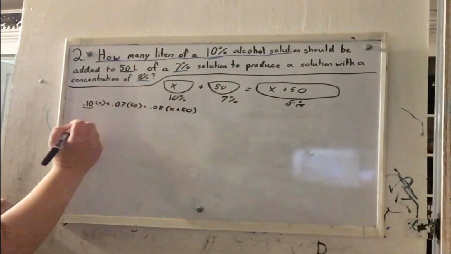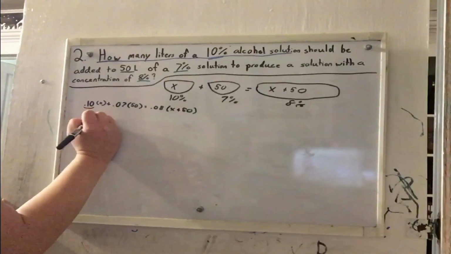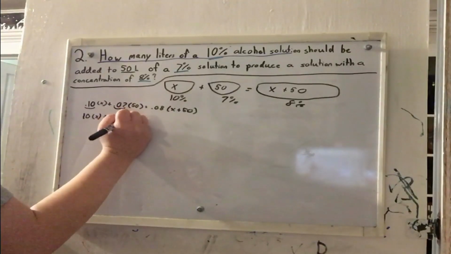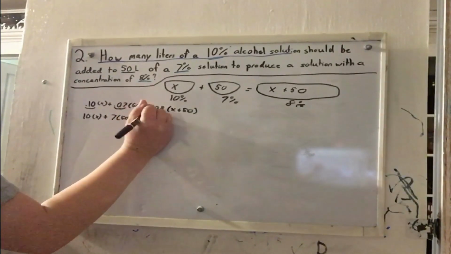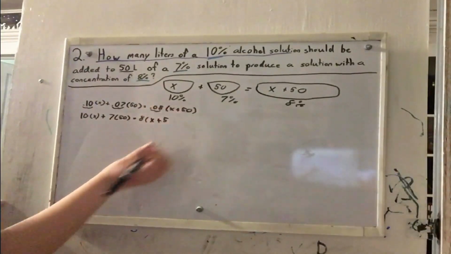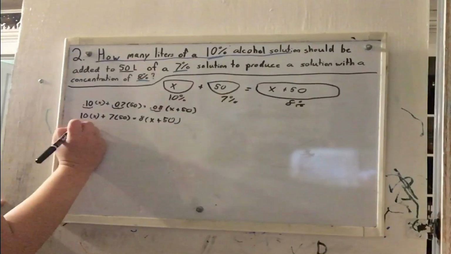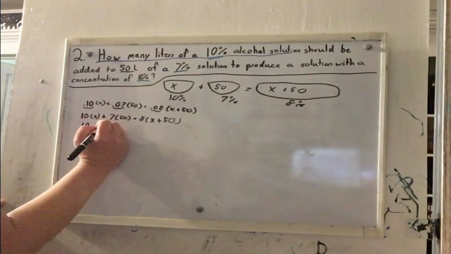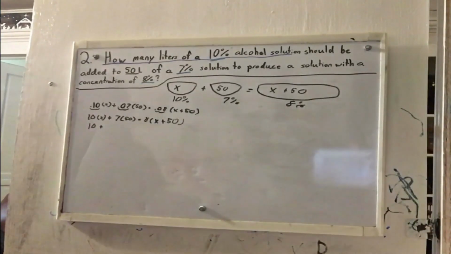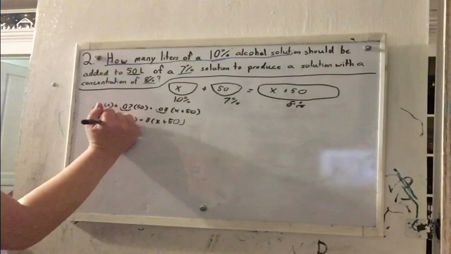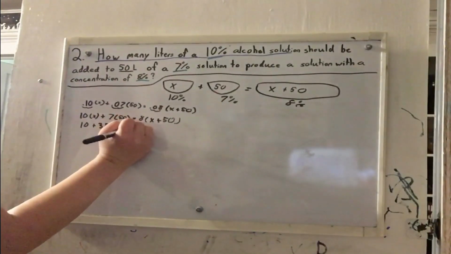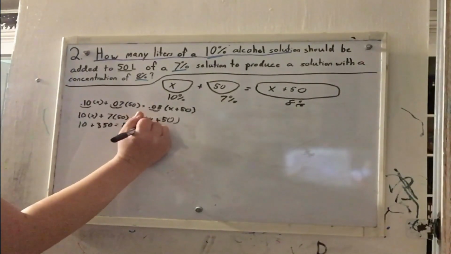Simplifying these so they're no longer decimals, it's 10 times x plus 7 times 50 is equal to 8 times x plus 50. That's going to be 10x plus 7 times 50, which is 350, is equal to 8x plus 400.